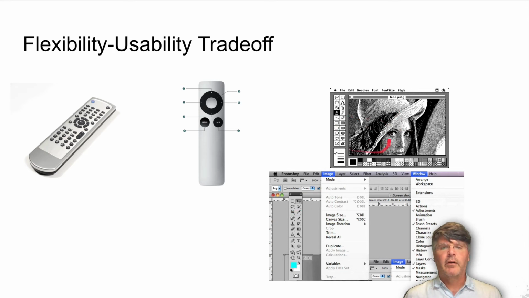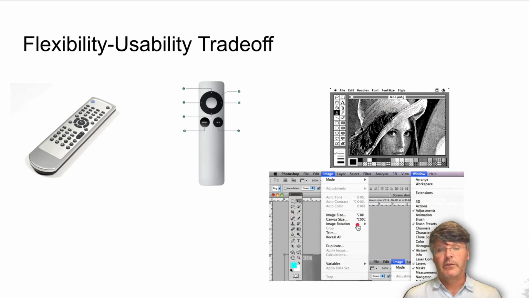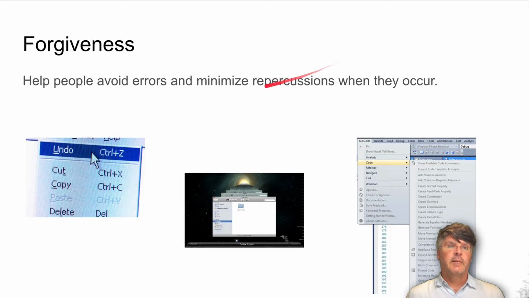And for example, paint programs, some programs decide to be very simple, some programs decide to be very flexible and give the user everything. Forgiveness: you should always help people avoid errors and minimize the repercussions when they occur. So you should forgive the user for making mistakes. This basically means you should implement the undo function. Right? It can be a lot of work sometimes, but your users will love you for it, right?